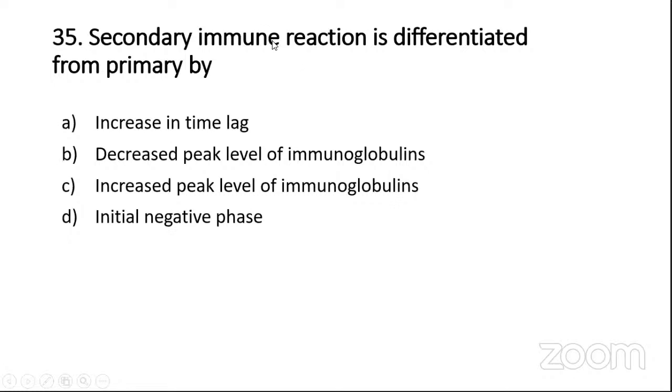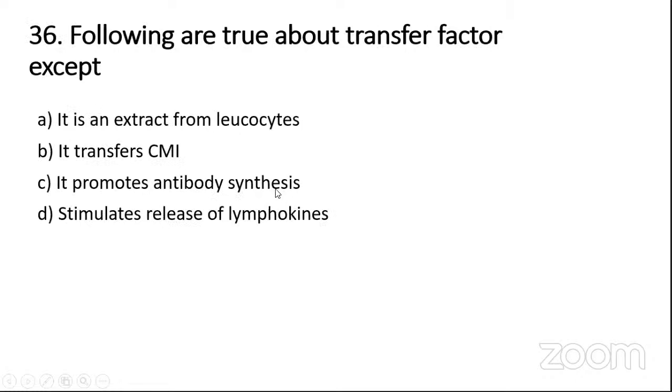Secondary immune reaction is differentiated from primary by: increase in time lag, decreased peak level of immunoglobulin, increased peak level of immunoglobulin, initial negative phase. Increased peak level of immunoglobulin.